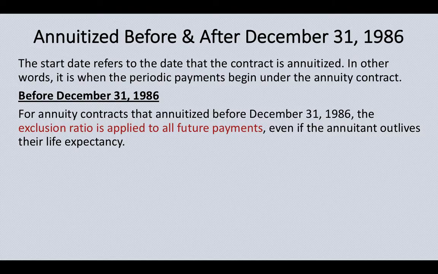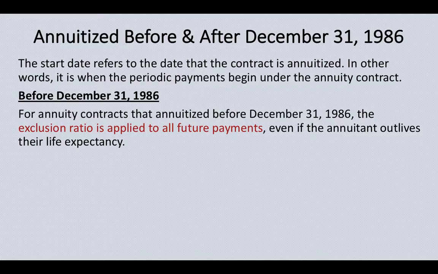If your annuity contract was annuitized before 1986, the exclusion ratio is applied to all future payments, even if the annuitant outlives their life expectancy. In the previous example, if you live exactly 20 years, you get your principal back. If you live beyond that and still receive $2,000 a month, they still treat a portion as taxable and a portion as not taxable, even though your full principal is already recovered.